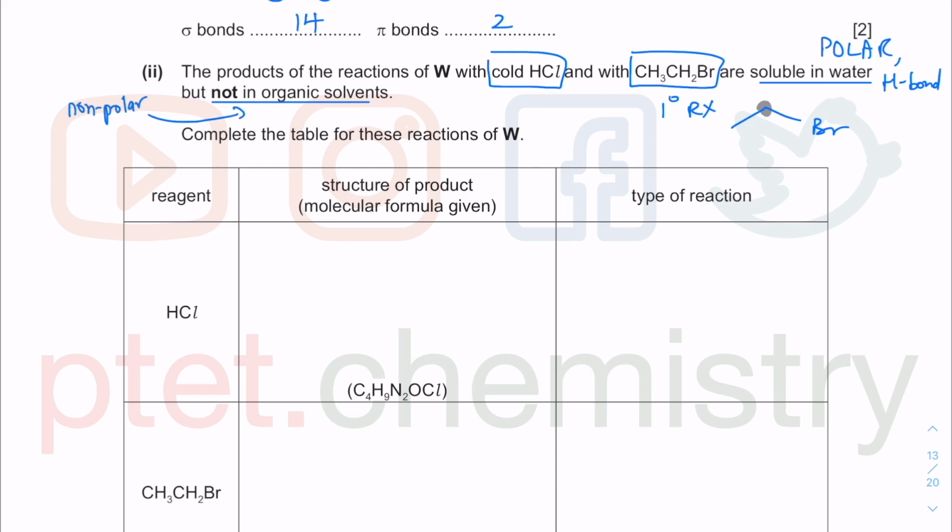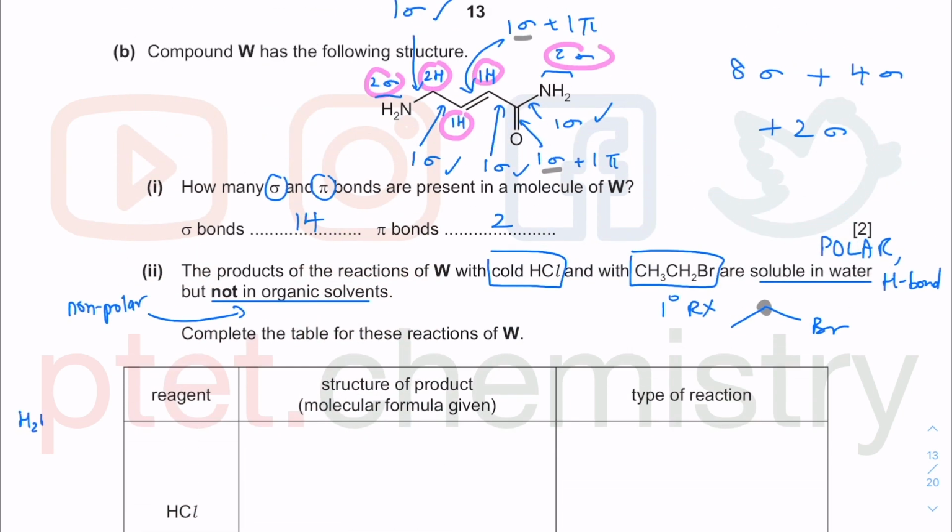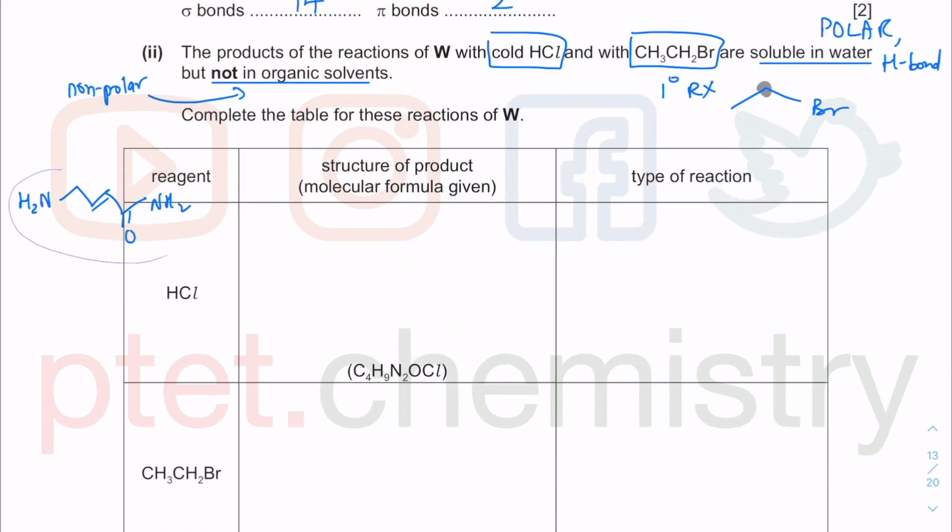So what are we talking about? Structure of product. So W there is H2N and then double bond like this. What do we have here? We have amide, we have alkene, and we have amine. So amines are basic, amides are neutral. This is your amide, amides are neutral, and then you have your alkene chemistry.